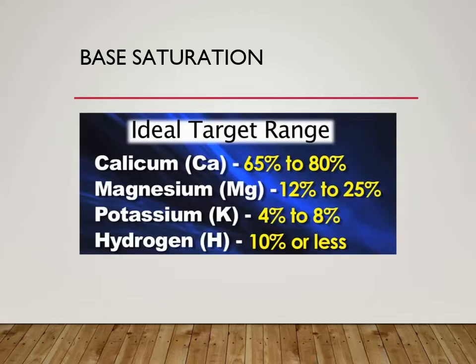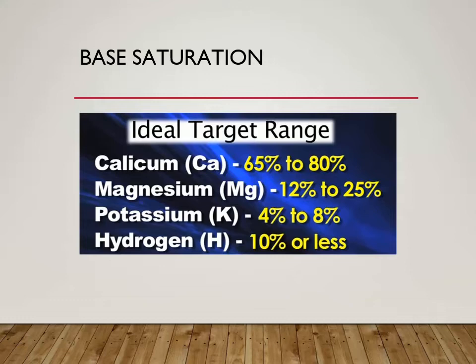So there are some target ranges that are ideal. For calcium, you're looking at quite a bit occupying the spaces in your soil on your charged surfaces. So 65 to 80% is calcium. And then when you're looking at magnesium, 12 to 25% magnesium on your base saturation. And then potassium, and then 10% or less with hydrogen.